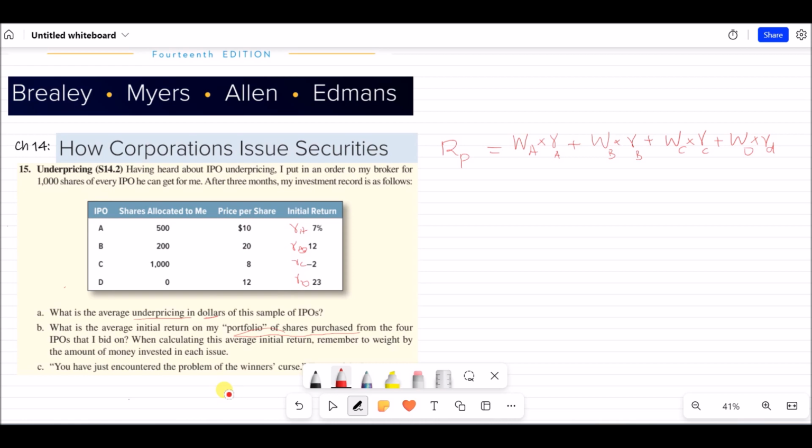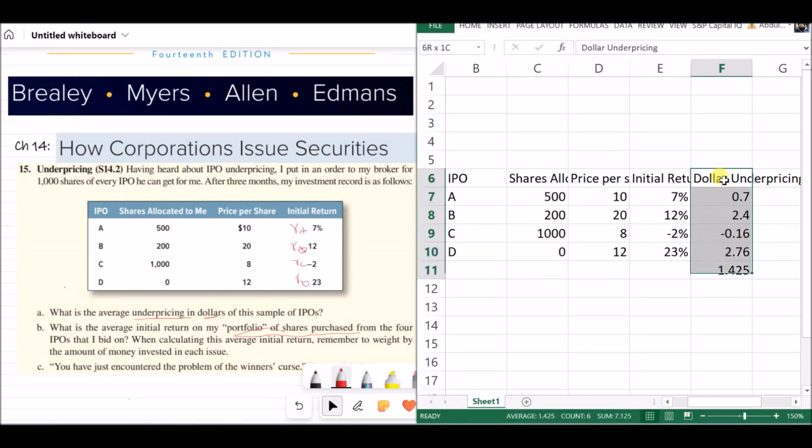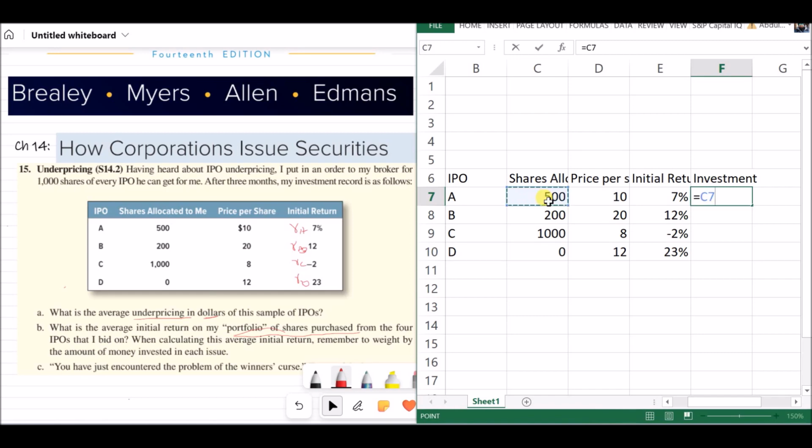Now we have to calculate the weights. To calculate the weights, we have to see how much we have invested in each IPO. So these are our investments. Our investment in the first IPO was 500 shares, and for each share we paid 10. So if we multiply it, we have invested a total of 5,000. In the second IPO B, we put 4,000, and in the third IPO C, we invested 8,000. In the D IPO, we didn't get any shares, so we didn't invest anything.